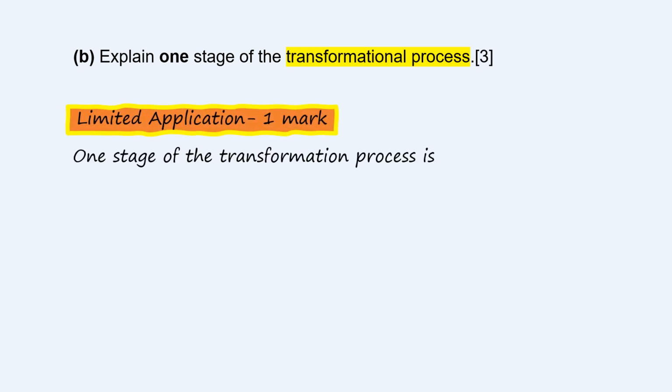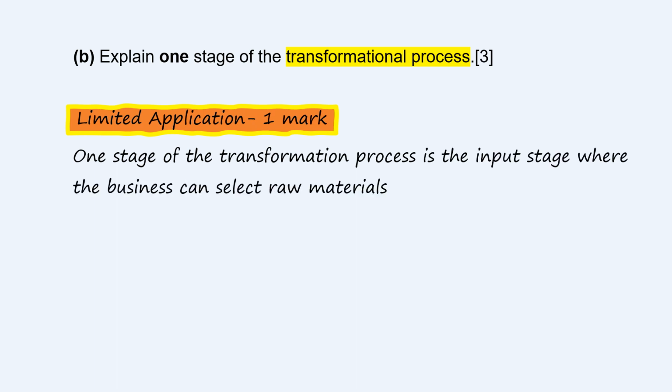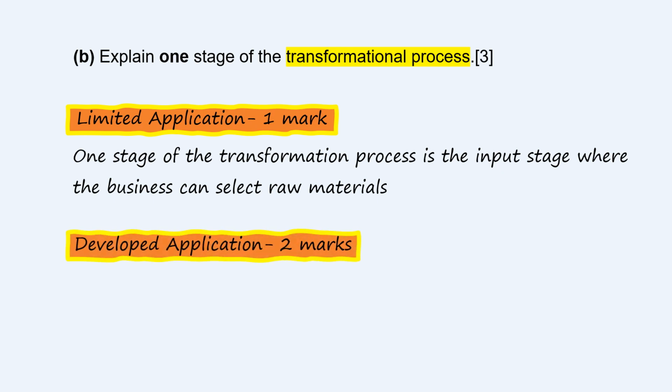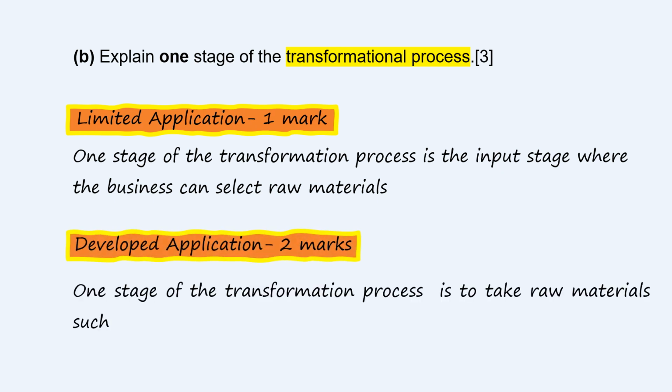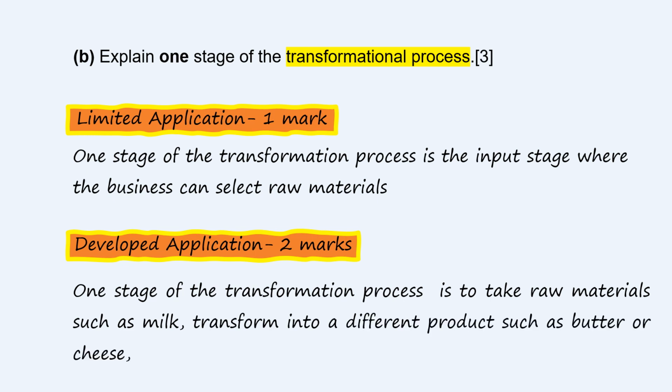The limited application for 1 mark is: one stage of the transformation process is input where the business can select raw materials. This is a limited application answer. Whereas the develop one for 2 marks: one stage of the transformation process is to take raw materials such as milk, transform the milk into a different product such as butter or cheese, therefore adding value with this new product. If you are finding difficulty to answer this part of questions, I will suggest, like Cambridge, try to use examples here to explain your answer.